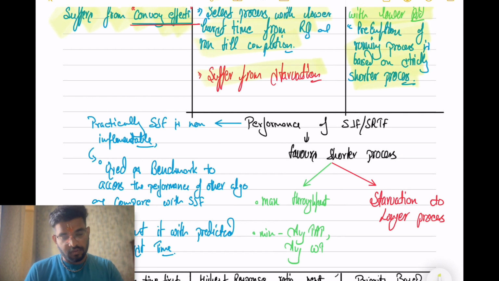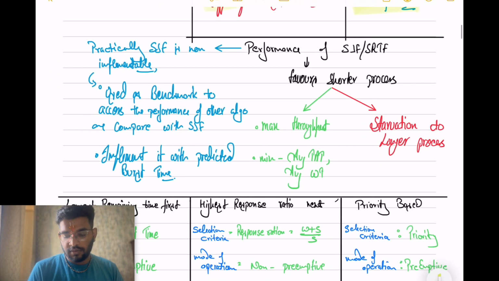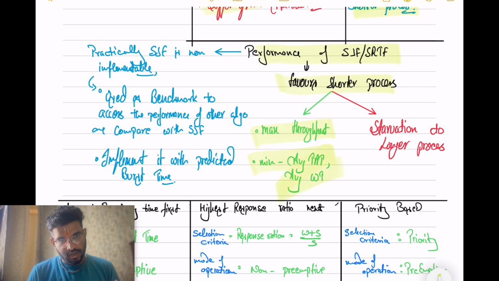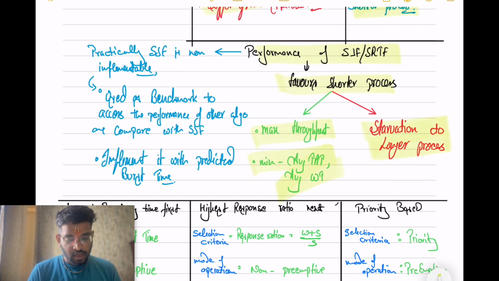Now we will look at the performance comparison of SJF and SRTF. Both favor shorter processes. Both generate maximum throughput, minimize turnaround time and waiting time, and as they preempt larger processes, starvation of larger processes can be seen.